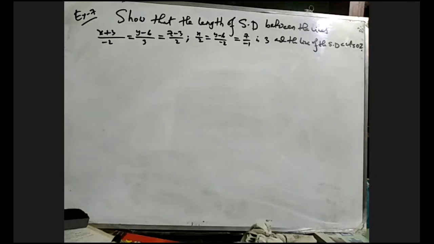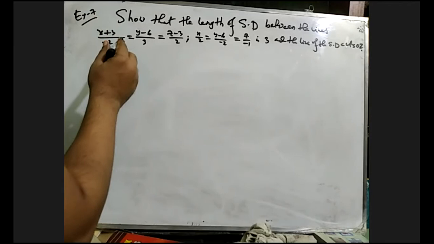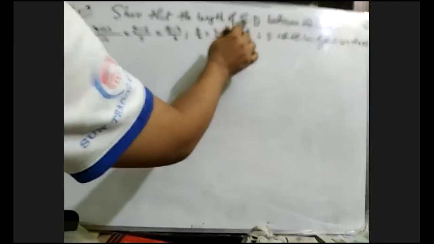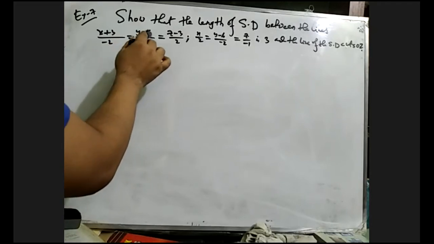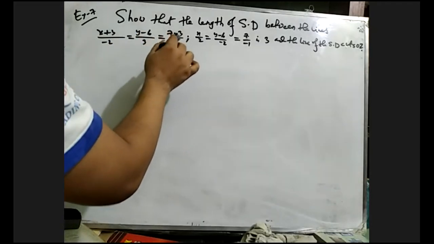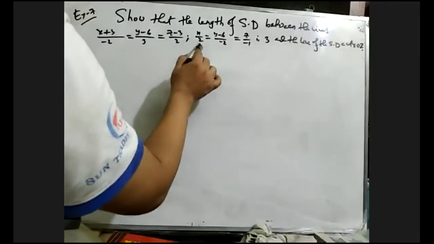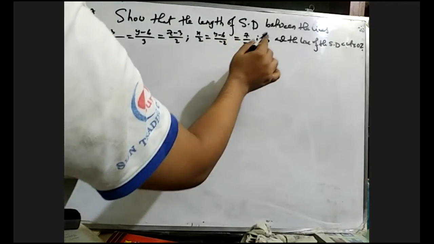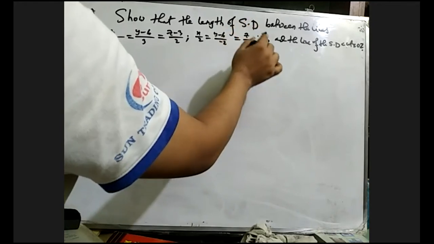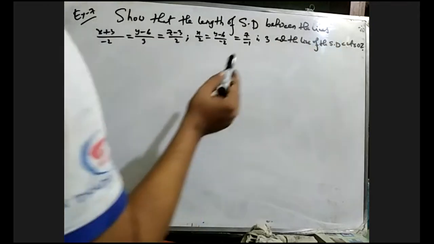Okay, a problem about shortest distance. Example 7. Show that the length of shortest distance between the lines (x plus 3) divided by minus 2 equals (y minus 6) divided by 3 equals (z minus 3) divided by 2, and x by 2 equals (y minus 6) by minus 2 equals z divided by minus 1, is 3. We have to find the shortest distance is 3, and that the line of the shortest distance cuts OZ.